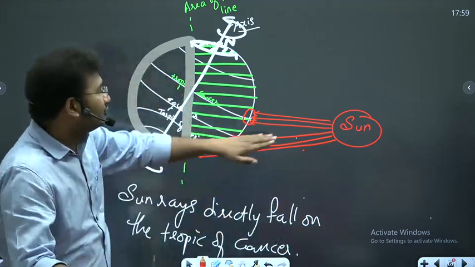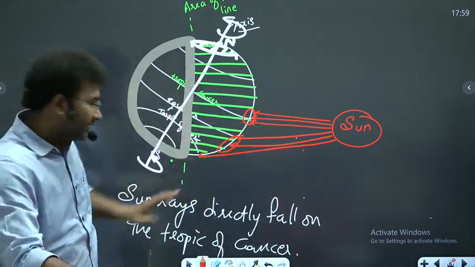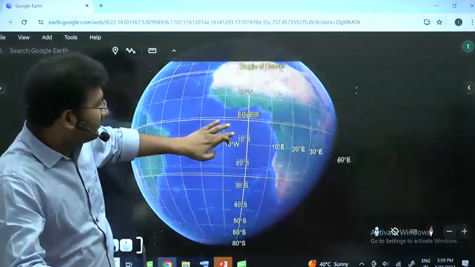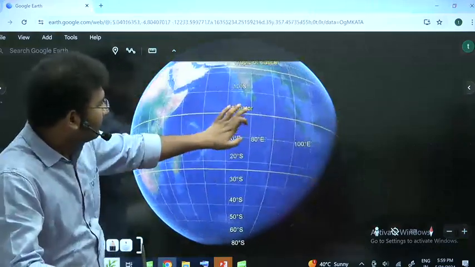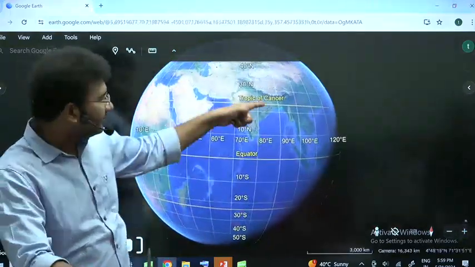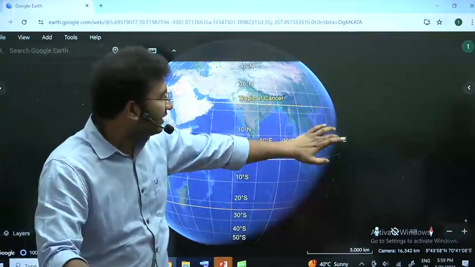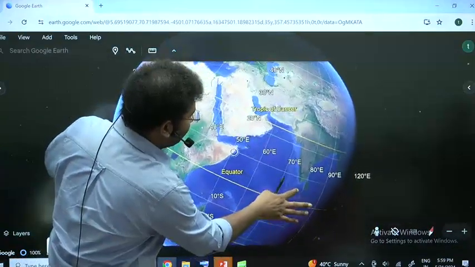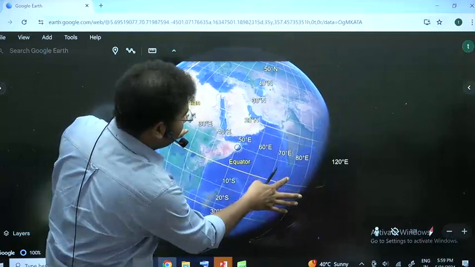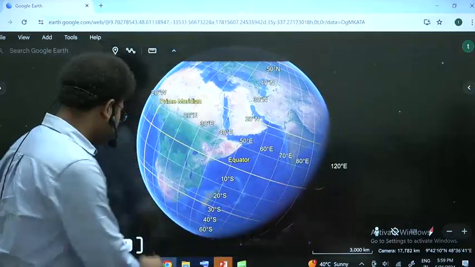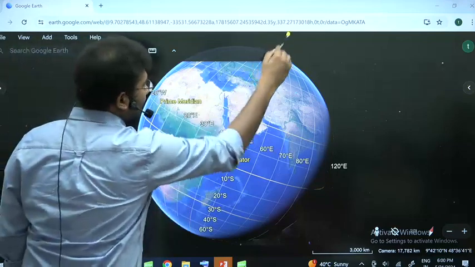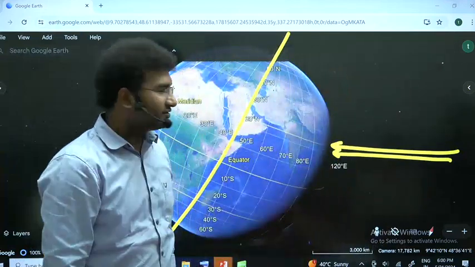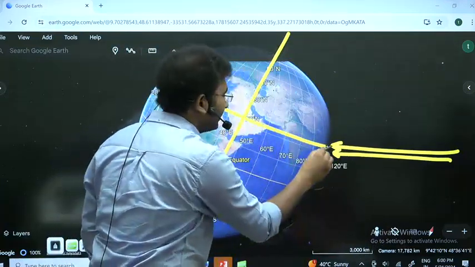See, क्या है ना, June 21st को Tropic of Cancer पे you'll get to see. And see here, this is Tropic of Cancer. That means sun rays will be falling directly here. This is how the earth is. This is June 21st. मतलब Tropic of Cancer के ऊपर direct rays होगा.